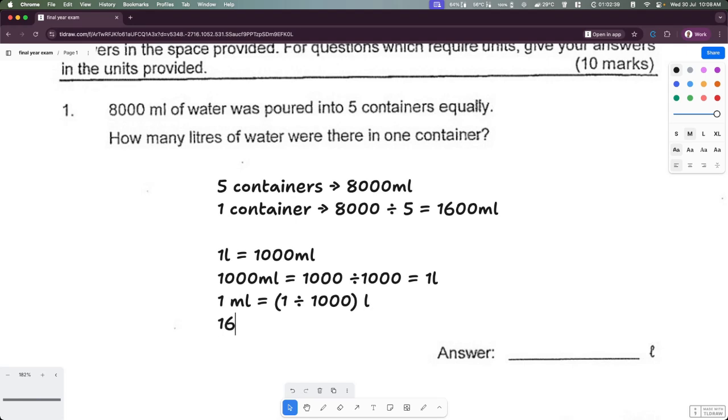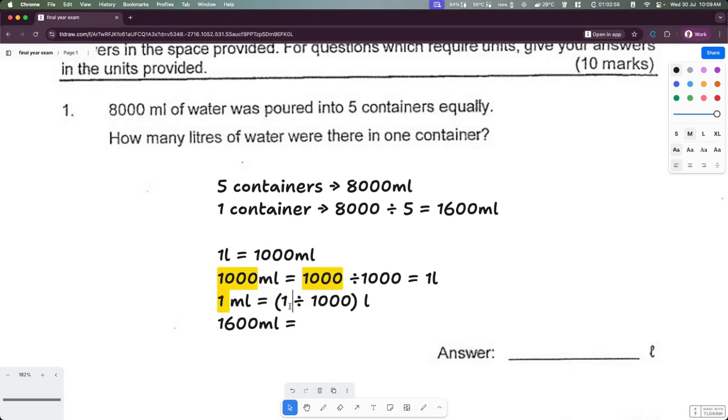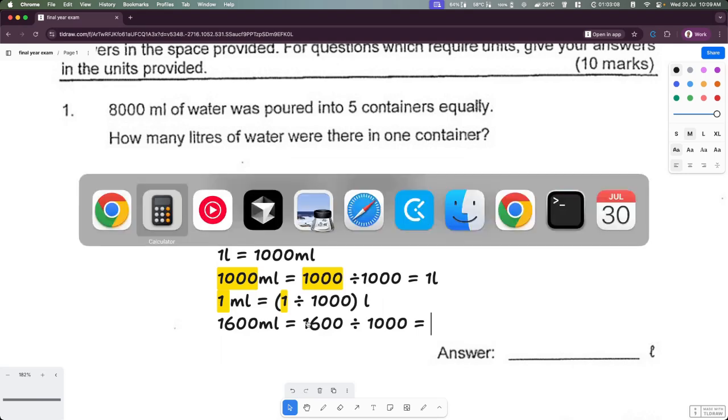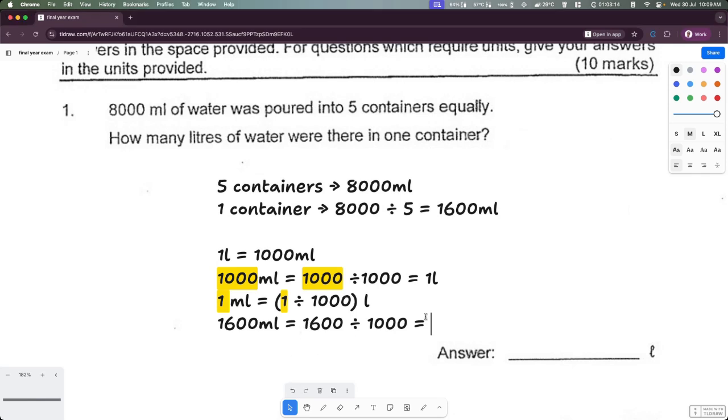So 1,600 milliliters equal to, so we just change this one. If I were to highlight this, 1,000 in this case, so 1 over here is equal to 1 over here. That's why it's over here. So in essence, 1,600 divided by 1,000 is 1.6. So the answer to this is 1.6 liters. There you go. Let's move on to the next question.